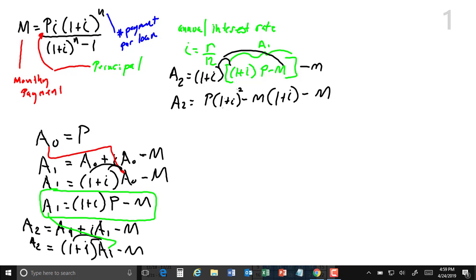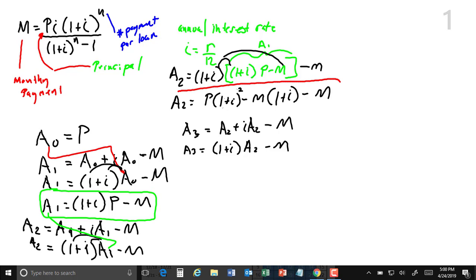So you can see what's going to happen if it's the same idea. I have A sub 3, right? But A sub 3 is equal to whatever you owed on A2 plus I times how much we're still owing in A2, minus that monthly payment. So that means A3 can be written as, you can factor out the A2, 1 plus I, A2 minus M. See that? Now I have a whole new way of talking about A2 in terms of the principal and the monthly payment.